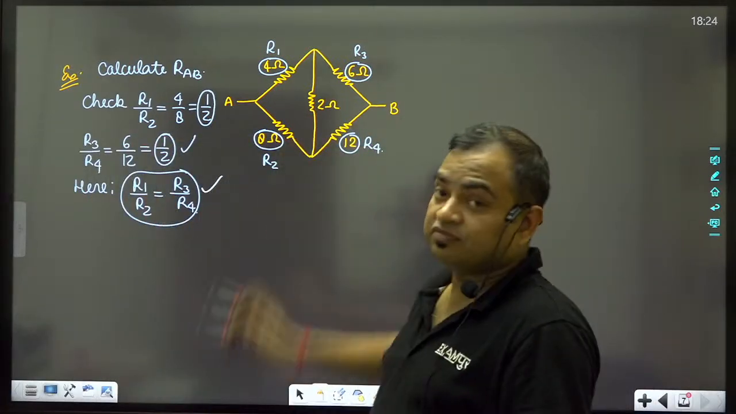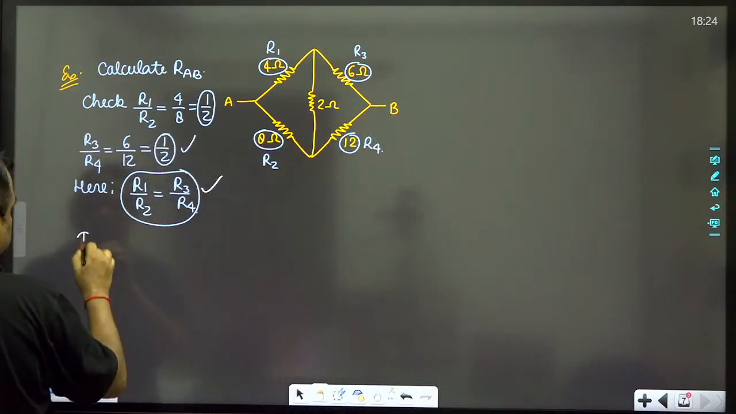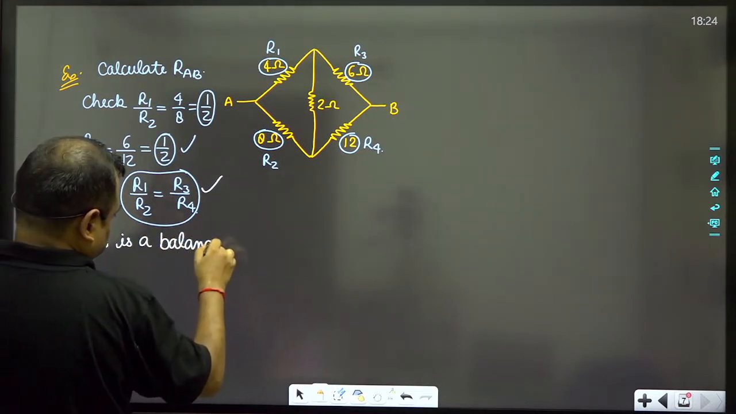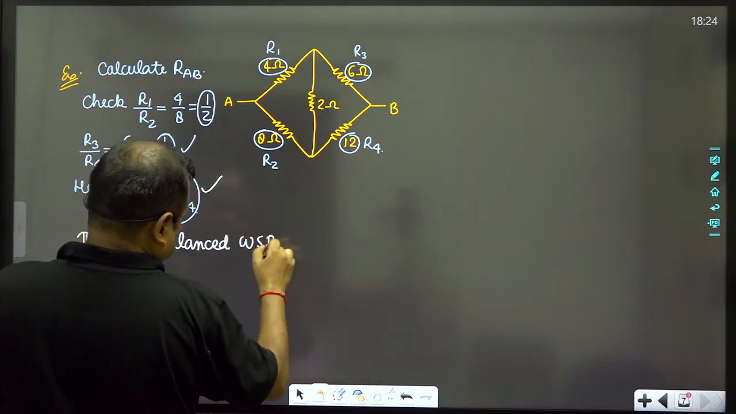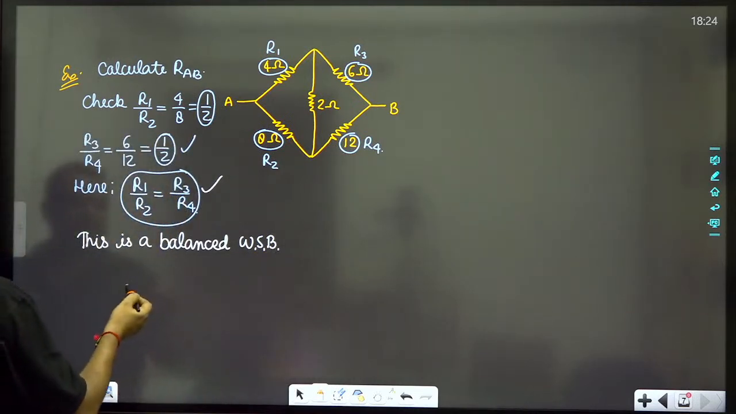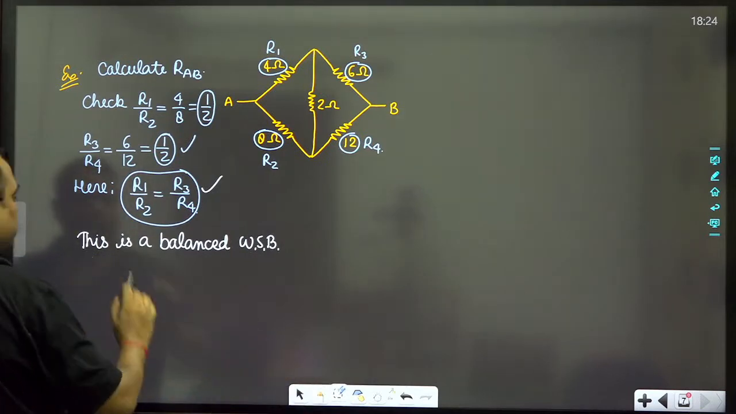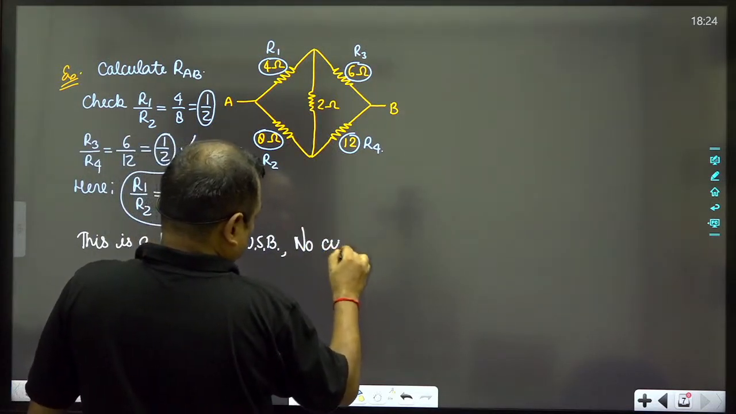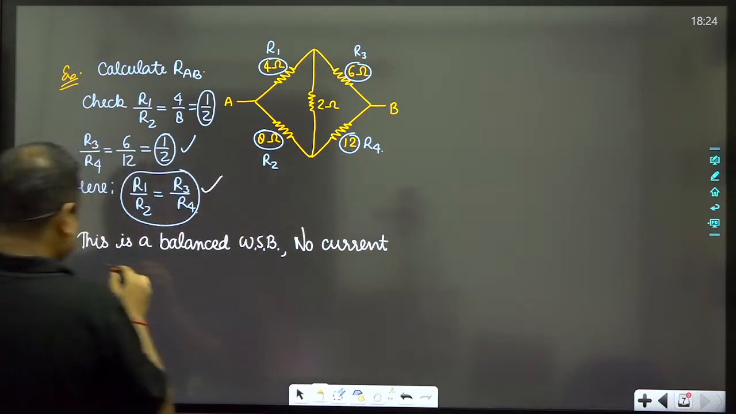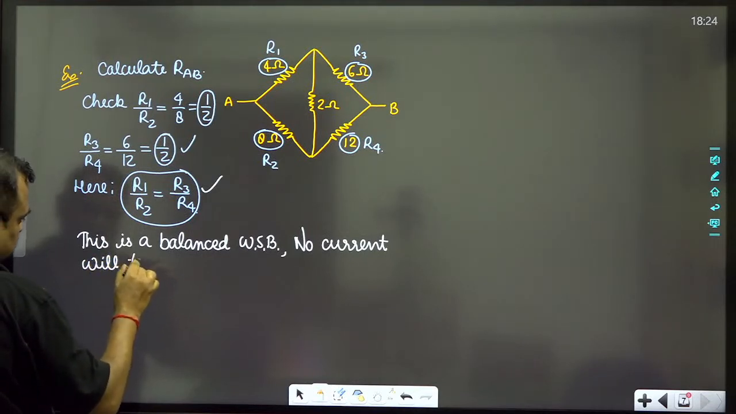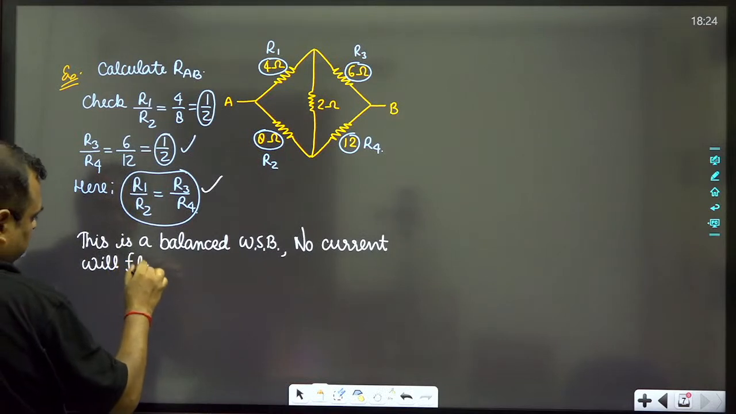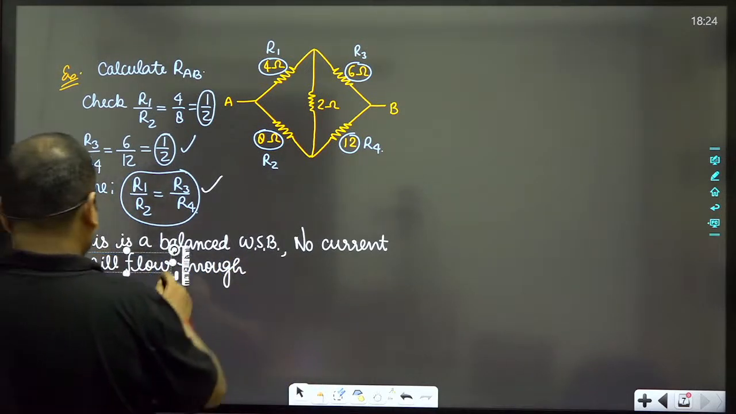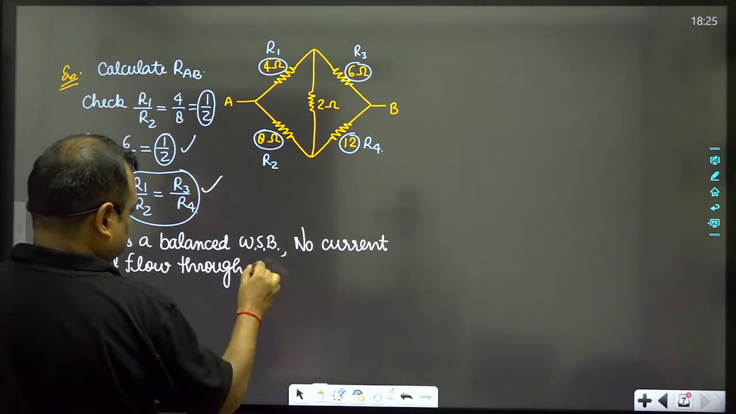Hence we can say that this is a balanced Wheatstone bridge, and in this condition no current will flow through the 2 ohm resistor.